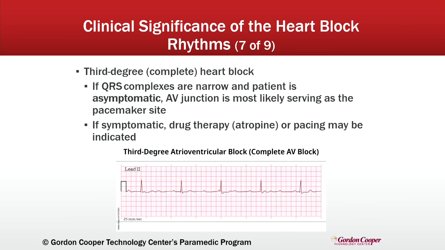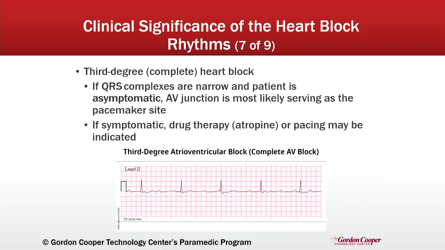Now, if the QRS complexes are narrow and the patient appears asymptomatic, it often means the AV junction is acting as the backup pacemaker, which is sending out those signals to the ventricles. So the AV junction tends to pace the heart at a slower rate, but as long as the patient is stable and asymptomatic, it can sometimes maintain an adequate cardiac output. However, if the patient starts to show symptoms like dizziness, hypotension, shortness of breath, then the heart is not pumping effectively enough, and in these cases, treatment will likely be necessary.